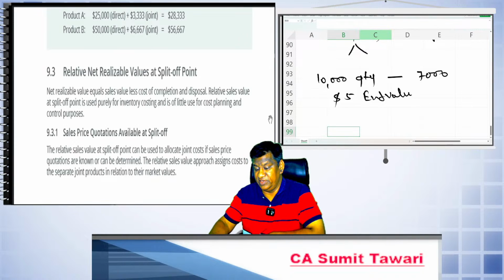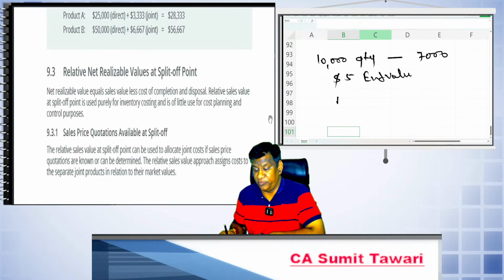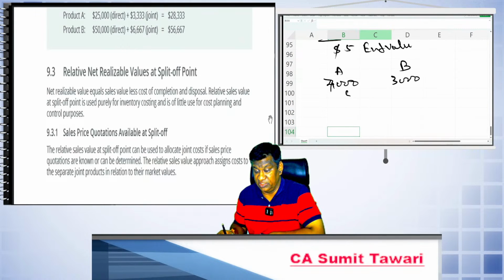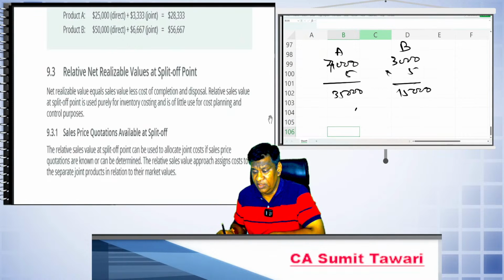And if I require 7,000 quantity for product A out of this 10,000, and for product B it is 3,000, then my ratio is basically that I need to multiply both by 5, so 35,000 here and 15,000 here. So roughly 35 is to 15.